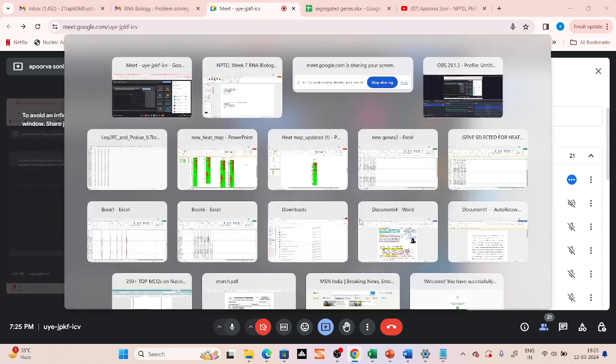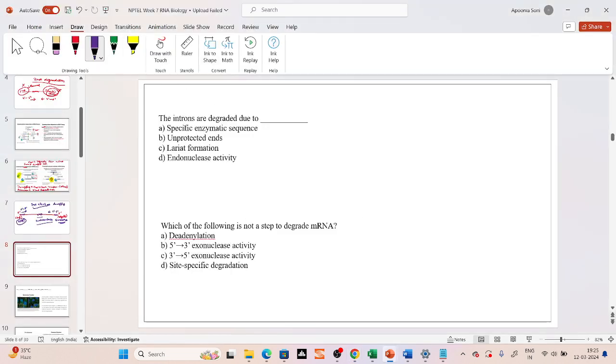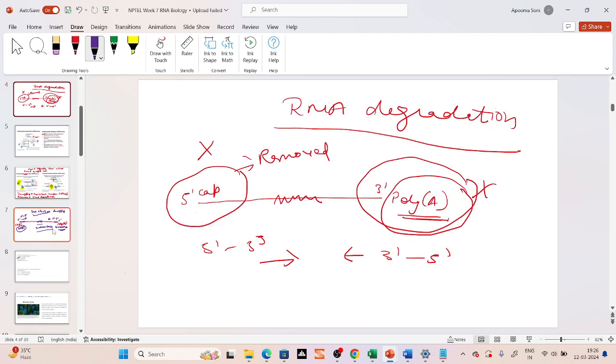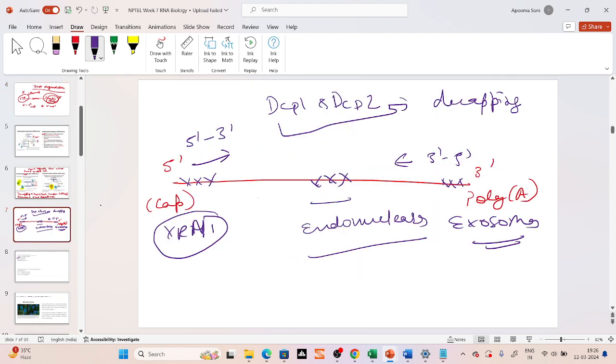Okay, now we'll see the answer. So the introns are degraded due to, the correct answer is B. Both Janara and Kavita have answered it correctly. Unprotected ends. We have just now discussed that if this is your mRNA and it has to be degraded, it can be degraded from the 5' end, from the 3' end, or we can cut it in between also. But the majority happens from either the 5' or 3' end.